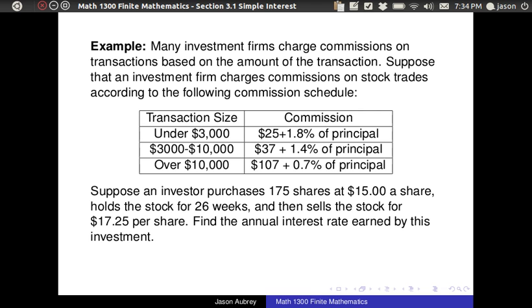So let's suppose that an investor purchases 175 shares at $15 a share. That investor holds on to that stock for 26 weeks and then sells it for $17.25 a share. So it goes up in value. He holds it for half a year, it goes up in value, and it gets to $17.25, and then he decides to sell. The question here is, find the annual interest rate earned by this investment.